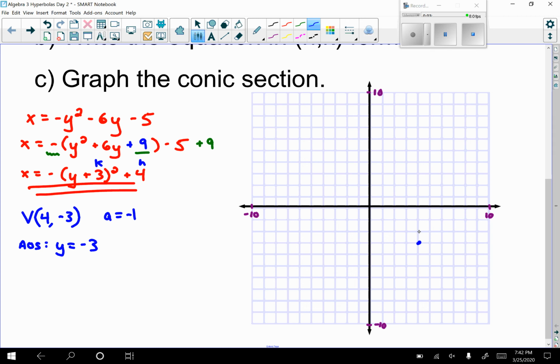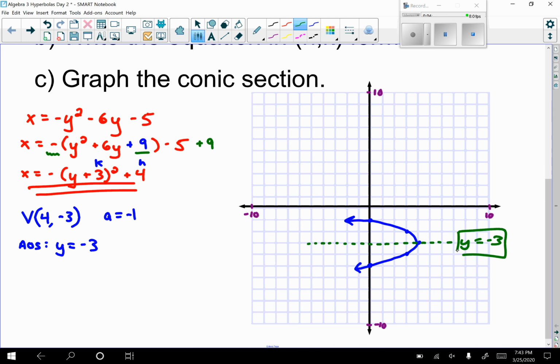So now, for this to open to the left, and with a being a -1, if I count up 1 for my vertex, I'm counting 1 to the left, down 1, 1 to the left. Go back to the vertex, we count up 2. 2 squared is 4, so I'm going to count 4 to the left, down 2, 4 to the left, and that's enough of points to get a nice shaped parabola here. Just to draw on the axis of symmetry, right in the middle, it is a horizontal line at y equals -3.